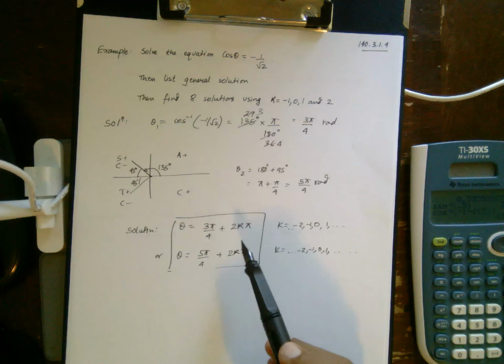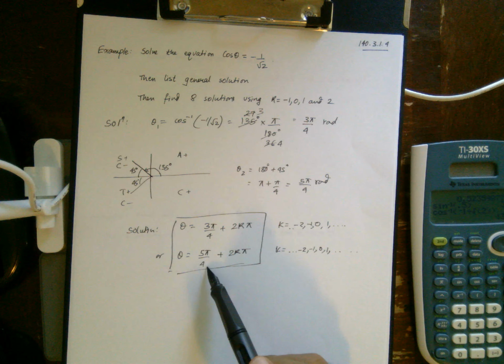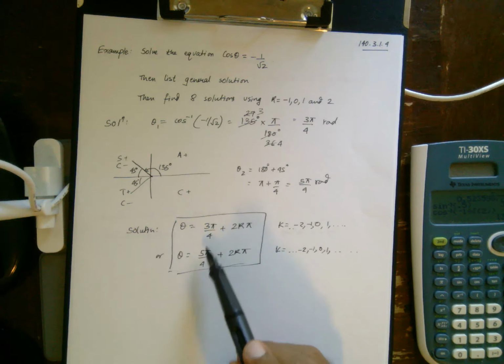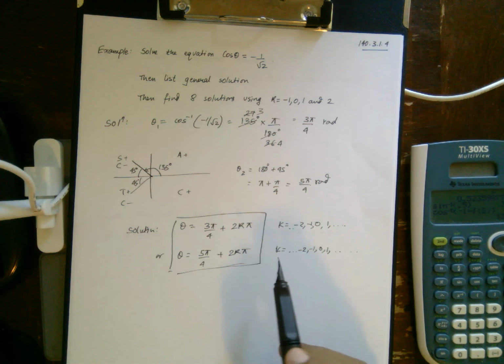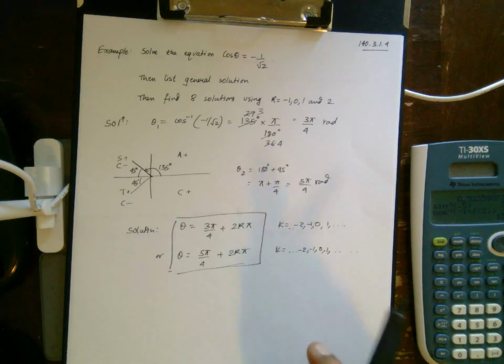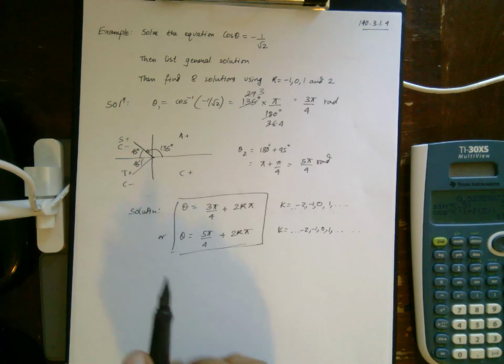Now note that you cannot get 5 pi over 4 from 3 pi over 4, because the difference between them is pi and not a multiple of 2 pi. And find the 8 solutions.